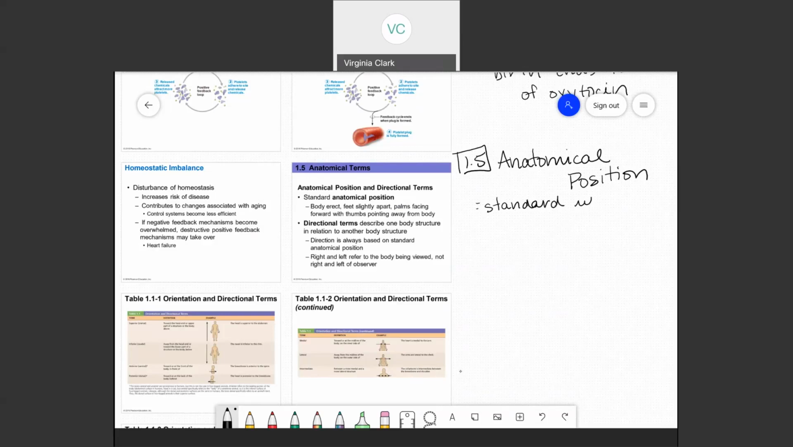So our standard reference point. If you ever look at a map, you know that north has to be pointing north for the whole map to make sense. So this is the same way. When we're talking about the body, we need to make sure that we're looking at the body the same way.